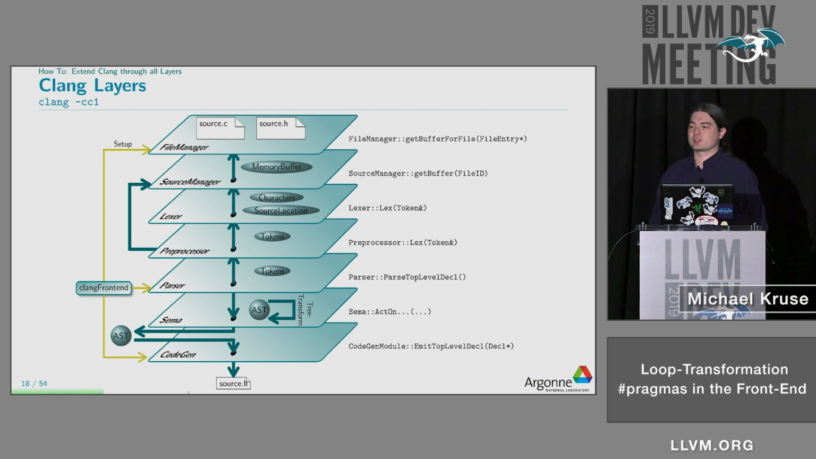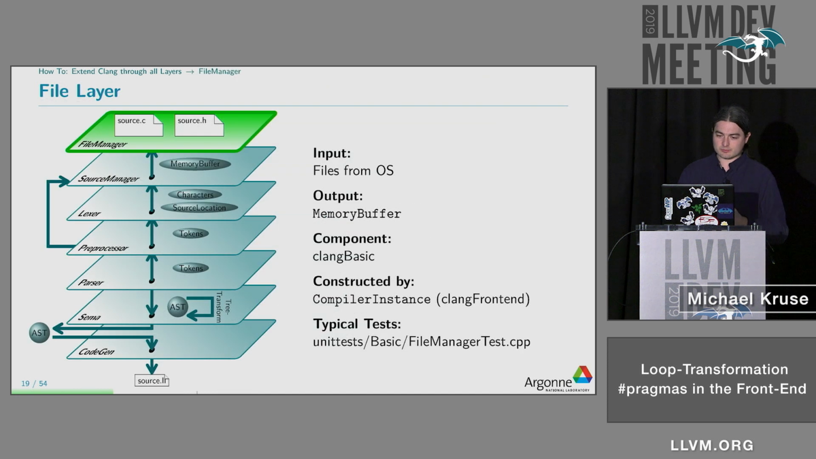After that, the parser actually calls functions of the semantic analyzer to do things, and the semantic analyzer creates an abstract syntax tree, which is passed to the Clang front end. And the Clang front end, depending on what options you pass to Clang, like if you pass -fsyntax-only, doesn't do that. But if you want to emit some code, it passes it to the code generator.